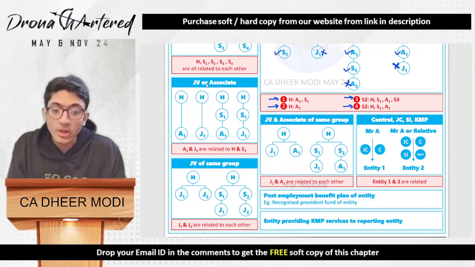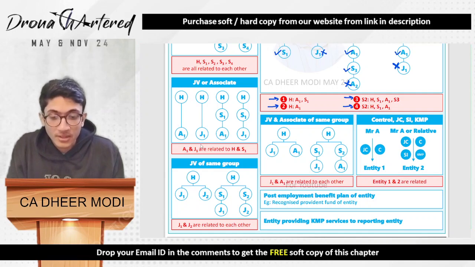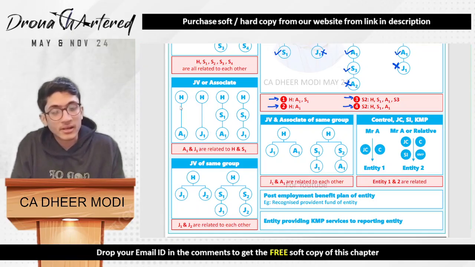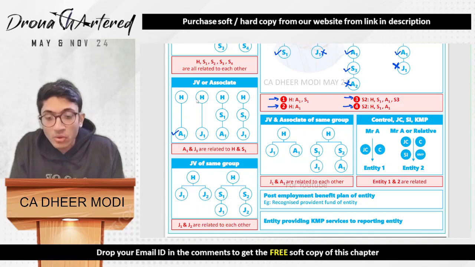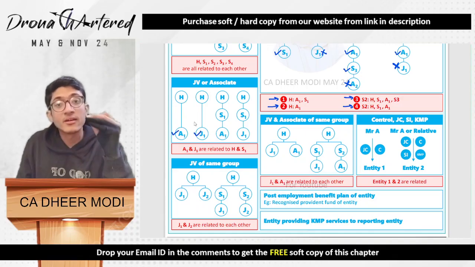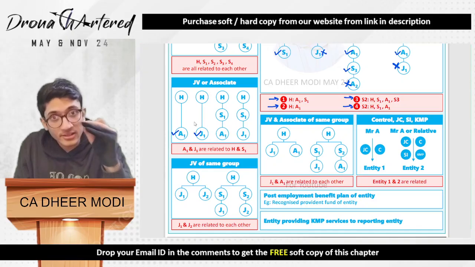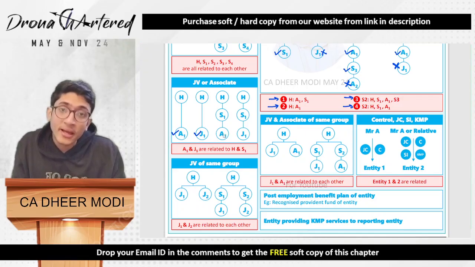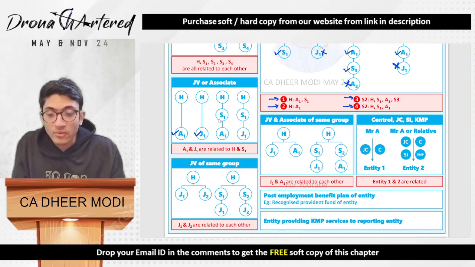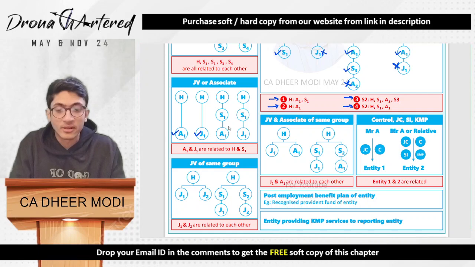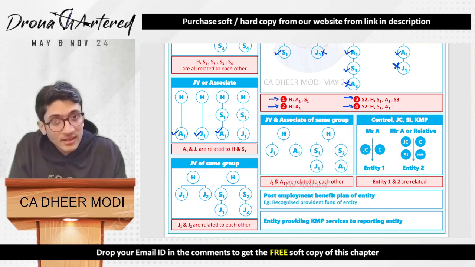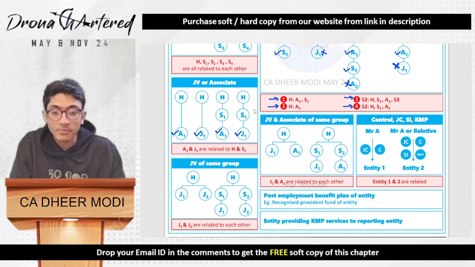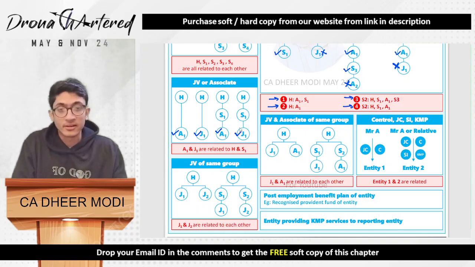Okay, coming to joint venture or associate. So a holding company has an associate. Of course, it is related to your holding. So it is a related party to your holding. If your holding has a joint venture, this will also be a direct relation, and the joint venture will be a related party. Okay, next, holding has a subsidiary, and subsidiary has an associate. In this case, of course, A1 will be related to your H, and A1 will also be a related party to S1. Next, same thing, just the last is a joint venture. This also will be a related party.